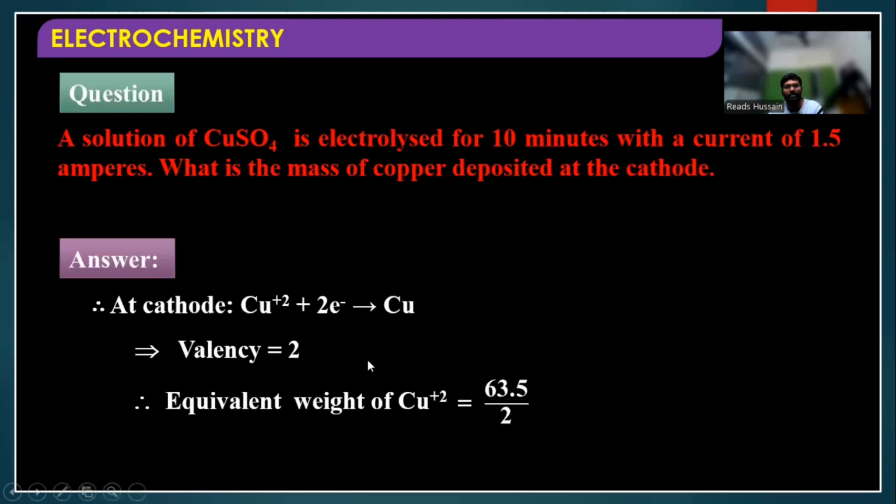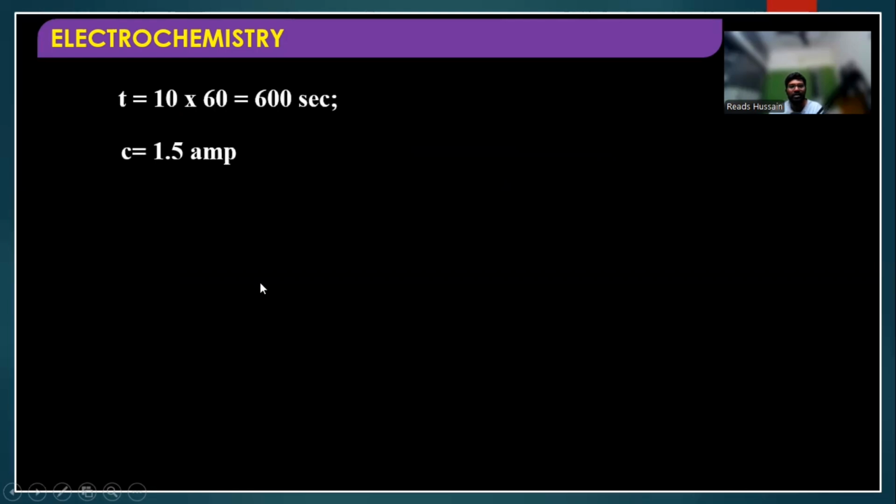Equivalent weight of copper is 63.5 by 2. It comes to approximately 31.75. But in solving problems, we'll take this value as 32. The equivalent weight of copper is approximately 32. Remember.